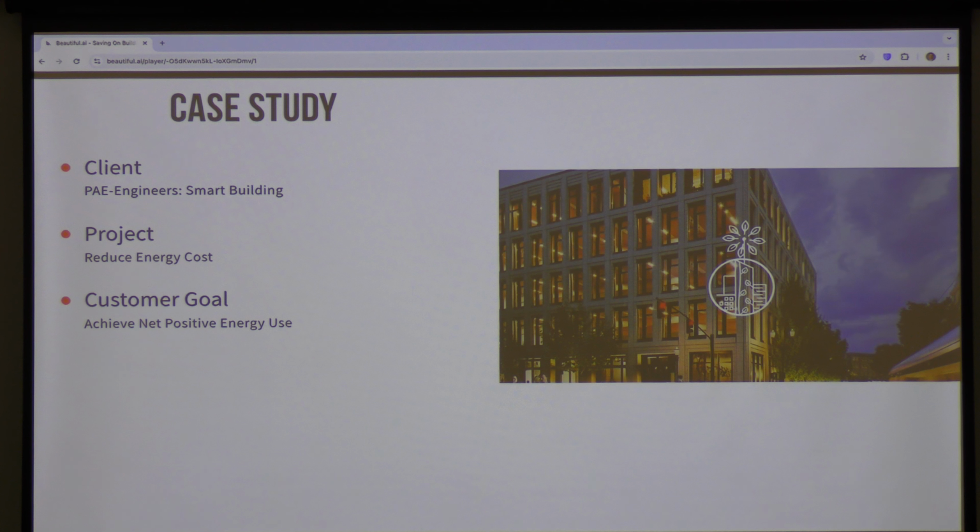Okay, so now let's go to the case study. We talked about what IoT is, what edge computing is, and why edge computing versus cloud computing. So this is the project that we did for PAE. It's a smart building.